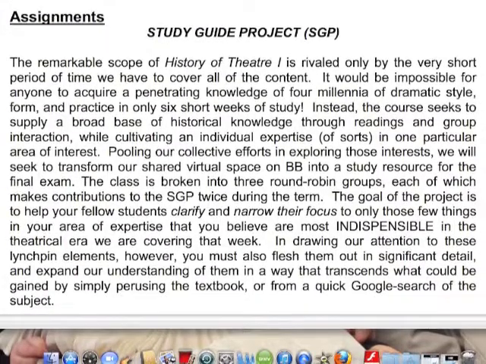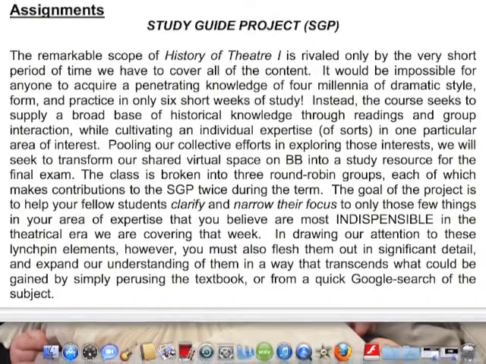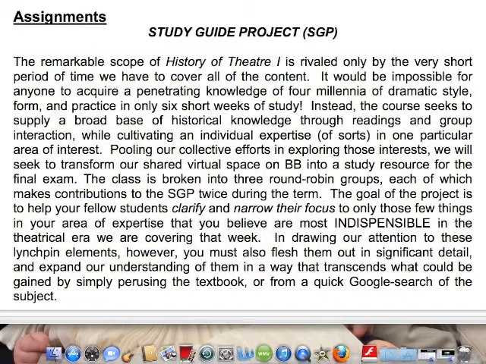Pooling our collective efforts in exploring those interests, we're going to seek to transform our shared virtual space on Blackboard into a study resource for the final exam. So the class is broken up into 3 round-robin groups, each of which makes contributions to the study guide project twice during the term. The goal of the project is to help your fellow students clarify and narrow the focus to only those few things in your area of expertise that you believe are most indispensable to us in the theatrical area we're covering that week.